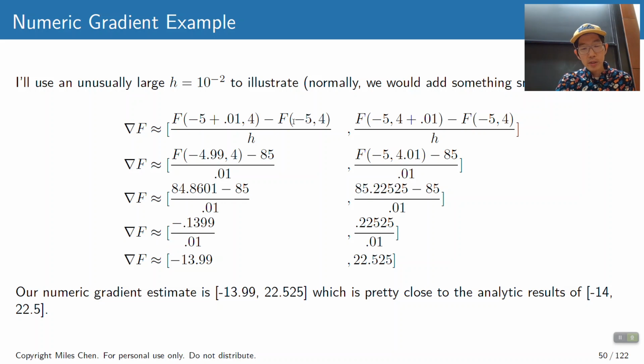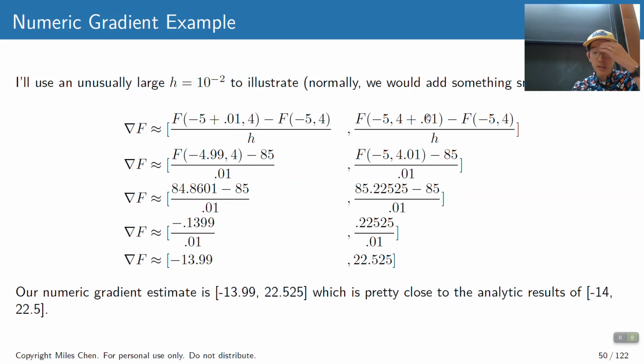I know the function at -5, 4 is currently 85, and I ask, how much is the function at the location -4.99, 4? If x1 is -4.99 rather than -5, and you compute this function at this location, you get 84.8601. So this became smaller by -0.1399, and if I divide by the size of h, which is 0.01, my estimate of the first element of the gradient is -13.99.